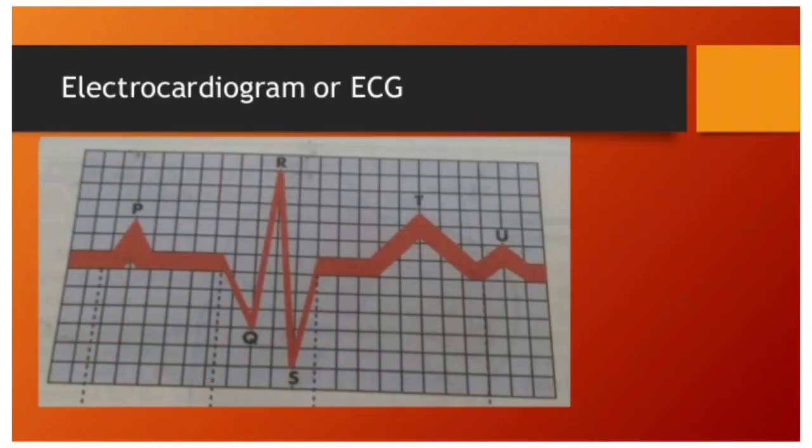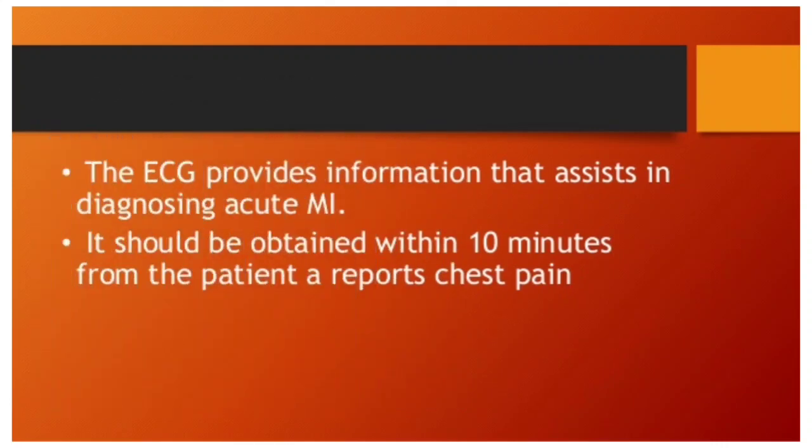Now, ECG. The ECG provides information that assists in diagnosing acute MI. ECG is the main report that will show the acute MI. It should be obtained within 10 minutes of the patient's report of chest pain. The ECG should be taken within 10 minutes after the patient reports a complaint of chest pain.